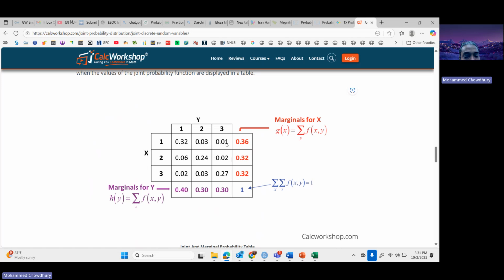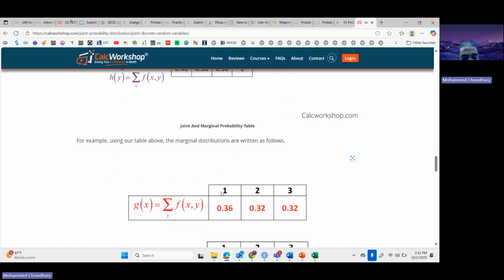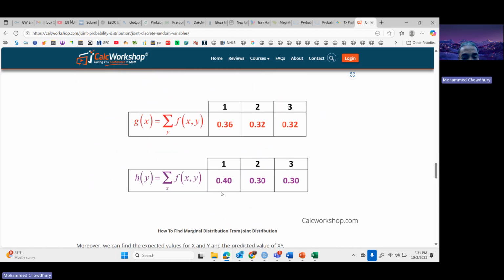If you add all of these, this is the probability that x equal to 1. This is the probability that x equal to 2. This is the probability that x equal to 3. Okay. Now this is the marginal distribution of x. This is the marginal distribution of y.